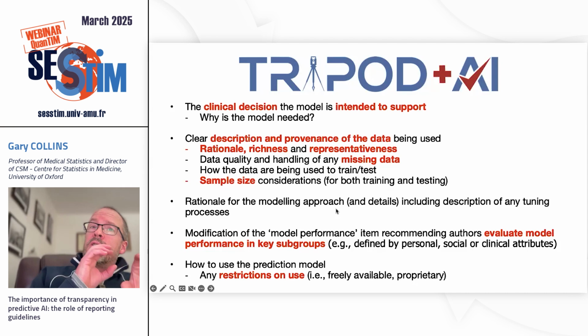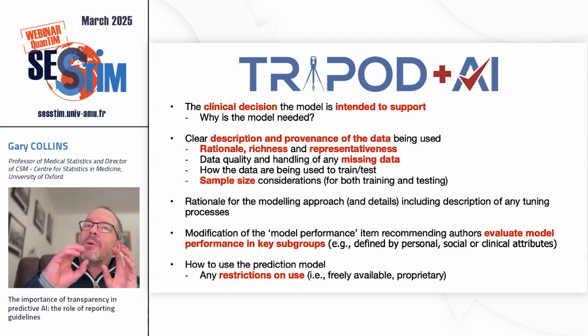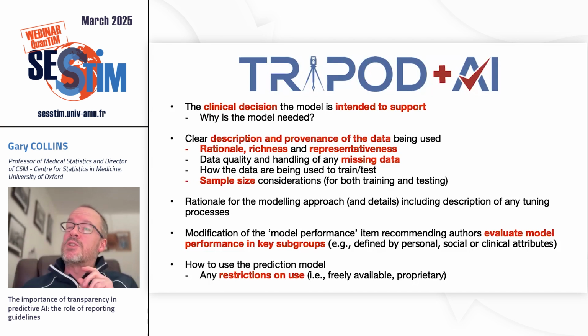We've asked authors, and we didn't include it initially in the original TRIPOD, surprisingly, but we want authors now to explicitly say what clinical decision the model you just developed is intended to support. That should be a pretty obvious thing to do when you're doing your study. Why, what part in the patient pathway, and what decision is that model for? Why is your model needed?